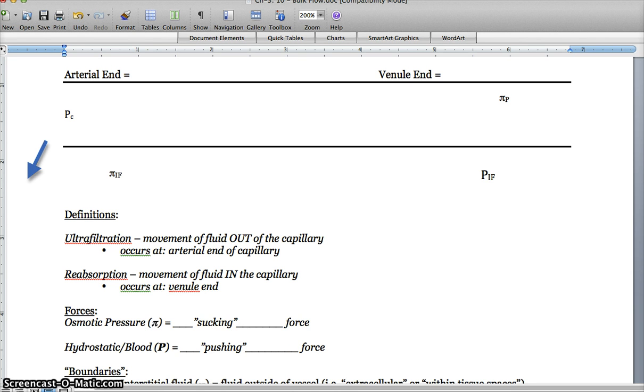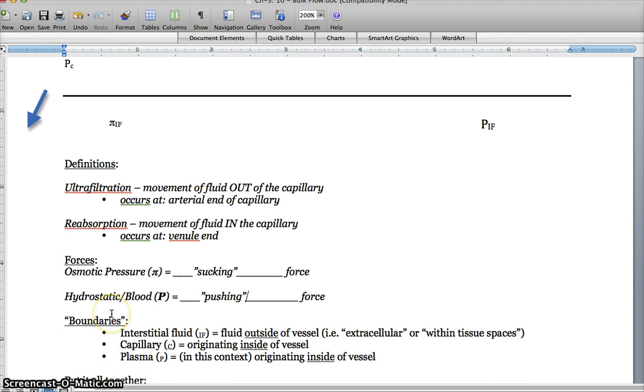Now, the way these forces are written, we have a special notation for each one of them. Osmotic pressure, this sucking force, we're going to designate with this pi symbol. And our hydrostatic, or our pushing force, we're going to represent with this uppercase letter P. Why? It doesn't really make sense. Just remember, big P is referring to hydrostatic, or a pushing force. So just think of big P pushing.